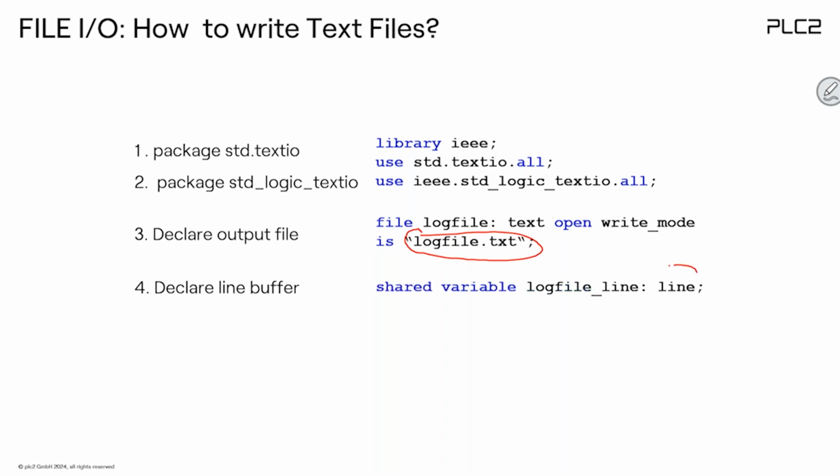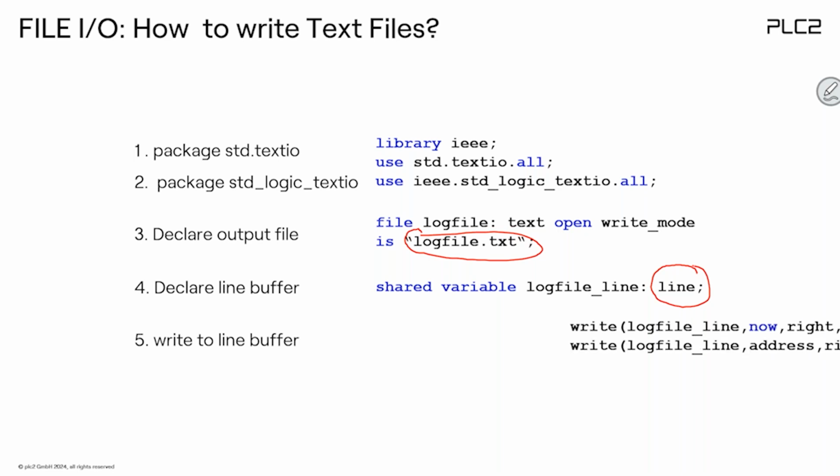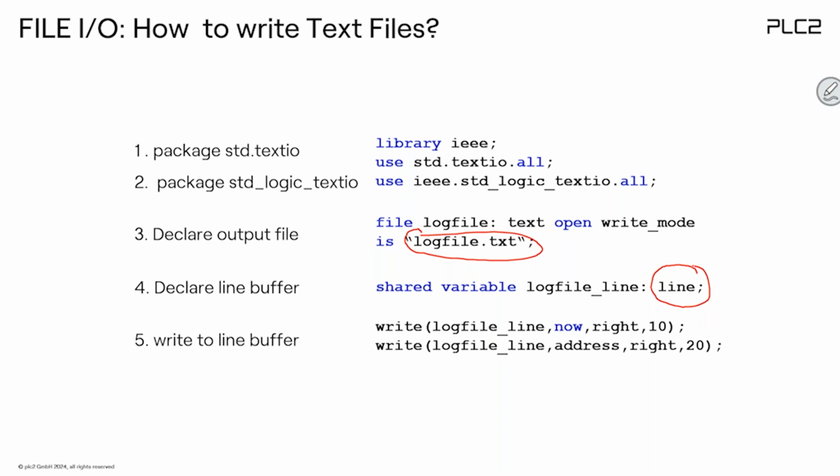So we have to declare the line buffer. The type of the line buffer is of type line, and then you actually write to the line buffer, and whenever you have defined the contents of your line buffer, you write it to the file. Writing to the line buffer is just a procedure write, and finally writing to the file is a procedure write line. So that's the mechanism of how to do this.